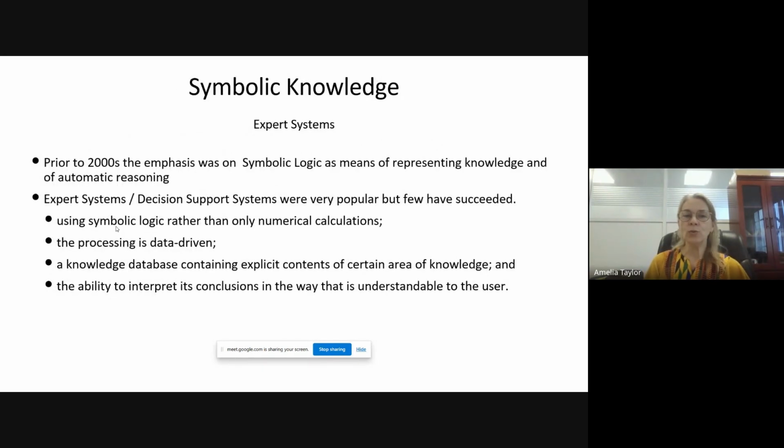So prior to the 2000s, more or less, the emphasis in AI was on symbolic logic as a means of representing knowledge and of achieving automated reasoning. And a lot of corporations, I was looking at some statistics for you, I didn't put them on the slide, but a high percentage, more than 50% of companies in the developing world, were working on some kind of expert or decision support system in their corporations. So they were very popular.